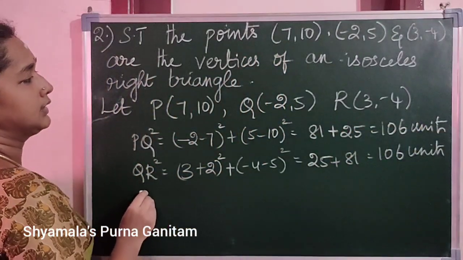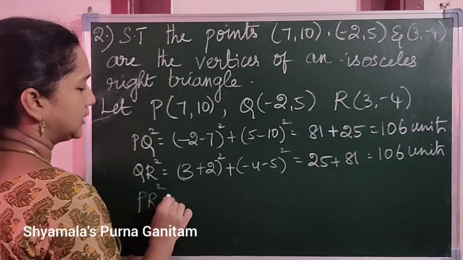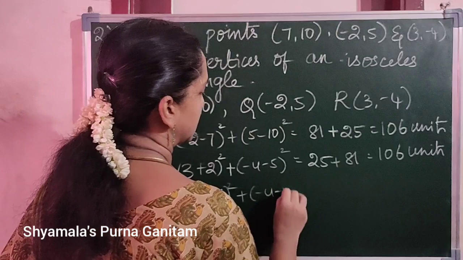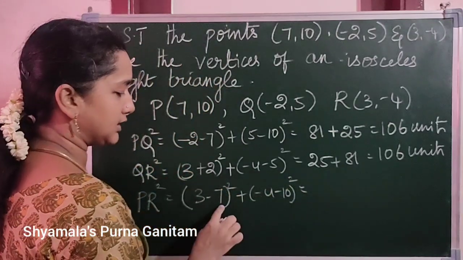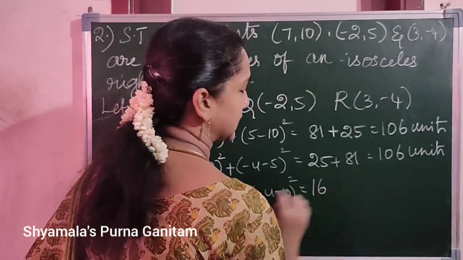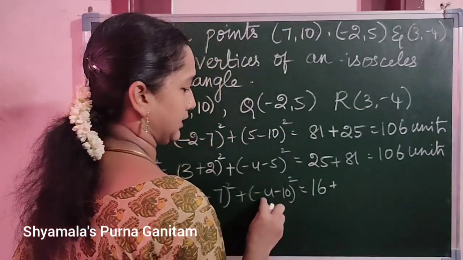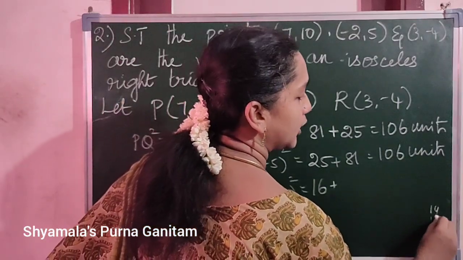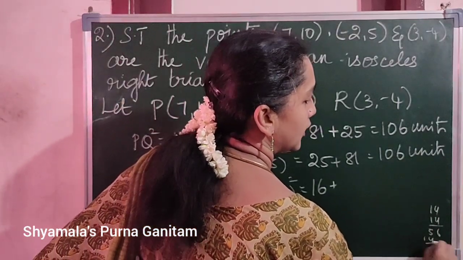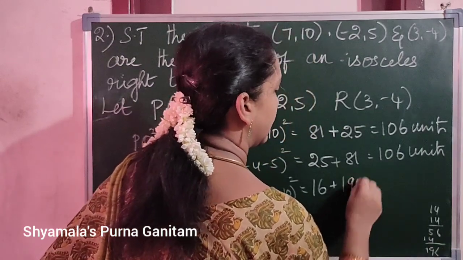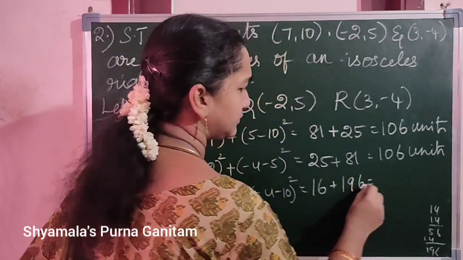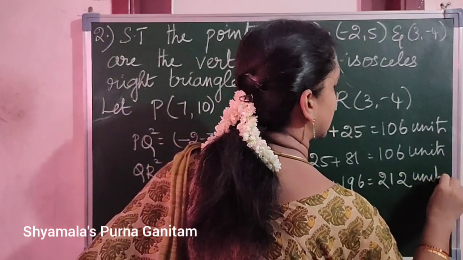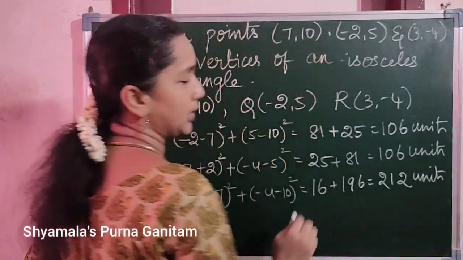Then next one is PR square. So PR square is equal to 3 minus 7 the whole square plus minus 4 minus 10 the whole square. So 3 minus 7 is minus 4. Minus 4 squared is 16. Here minus 4 minus 10 is minus 14. Minus 14 squared is 14 into 14, 196. So this one will be 212 units.